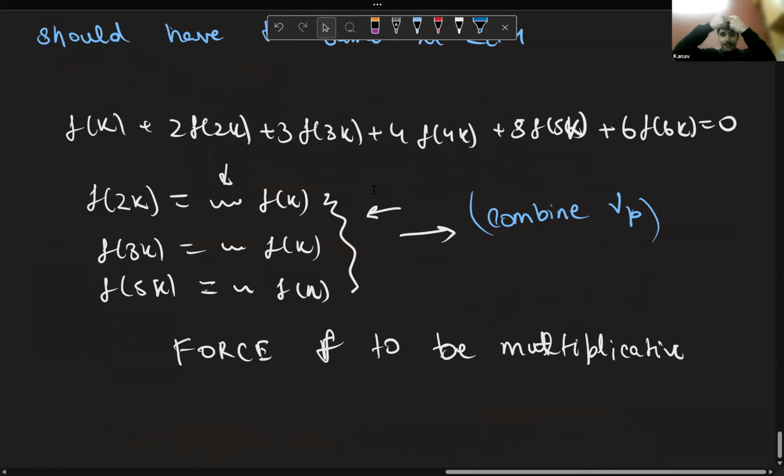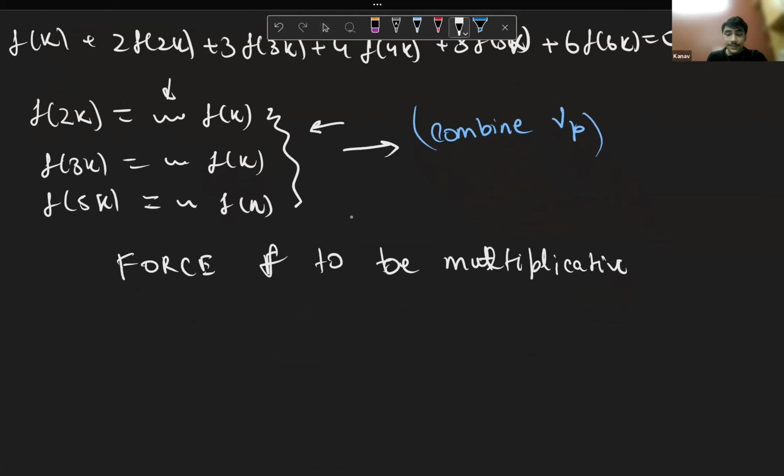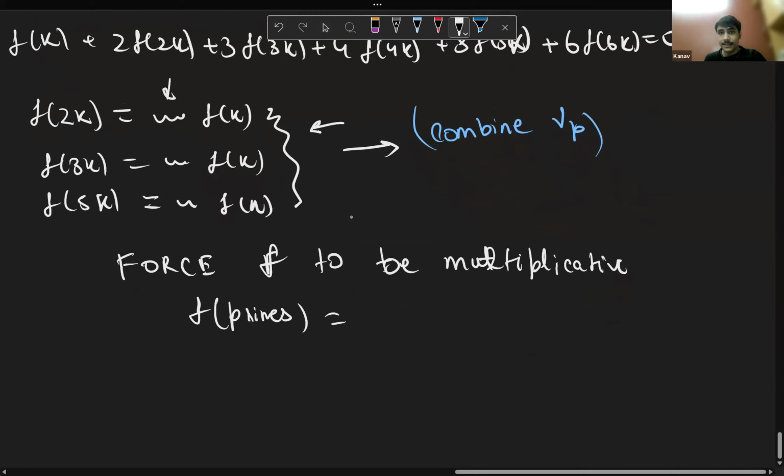You can literally just factor: f of 3k just turns out to be f of 3 times f of k. So f of k just factors out from each of these terms. All you want to ensure is the initial things. Primes come into play because VP is literally a multiplicative thing. So if you force f to be multiplicative, the only freedom you have is f of primes. You can choose them to be anything.